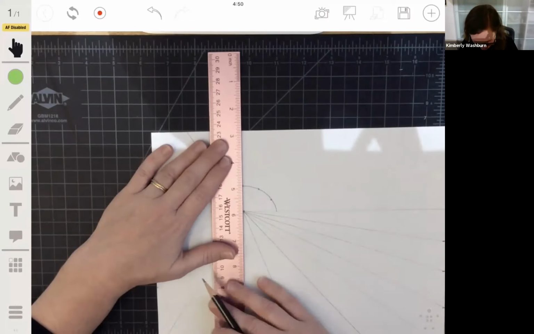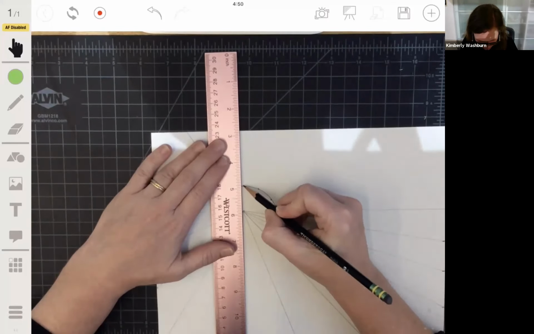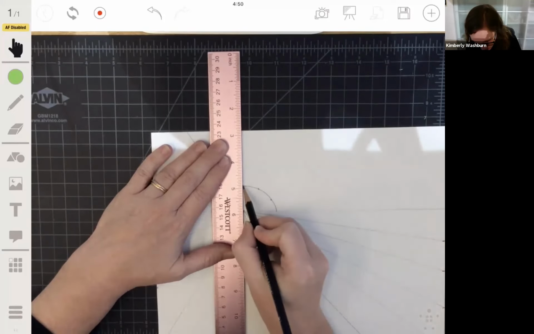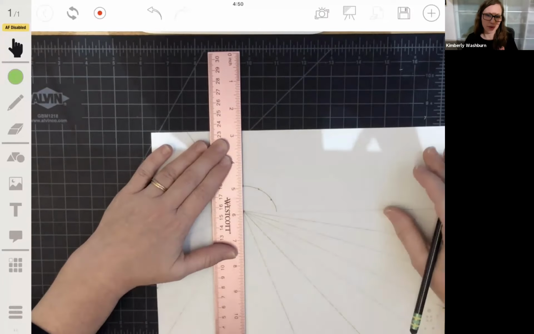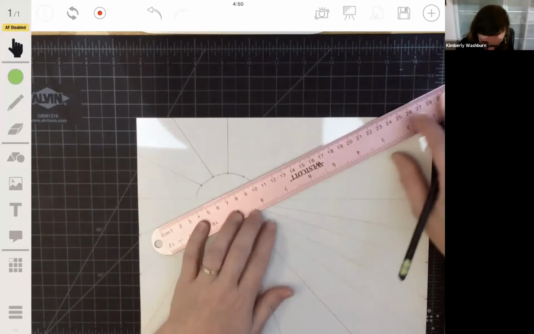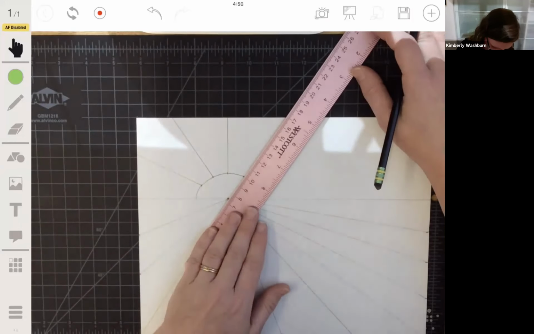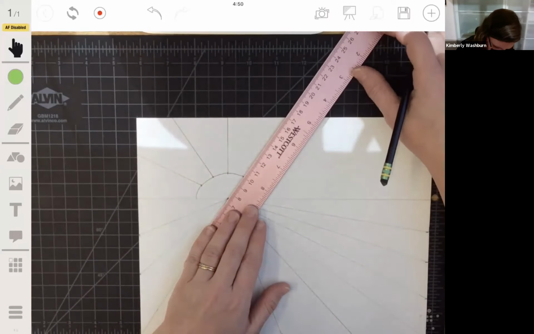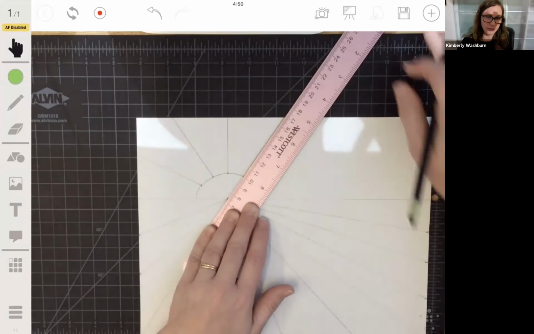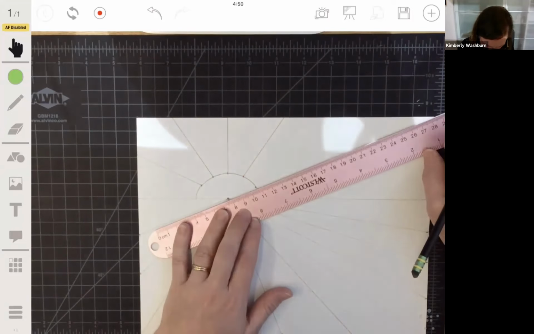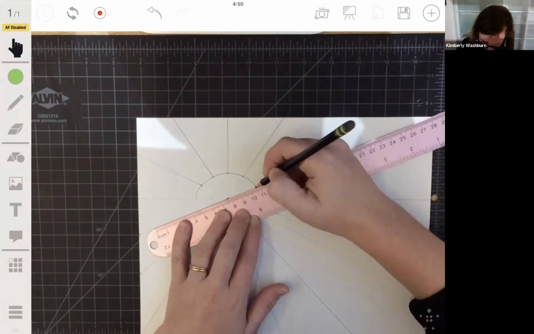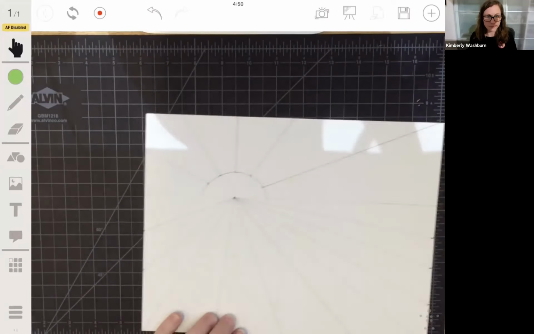I'm going to do it again with the next dot. I find the dot, I line it up with the vanishing point, and I put my pencil there and go out toward the edge of the paper. I'm going to keep going with each one of my dots. I'm going to line them up, put my pencil point on the dot, go out toward the edge of the paper. This is my last one. Pencil point on the dot and out toward the edge of my paper.